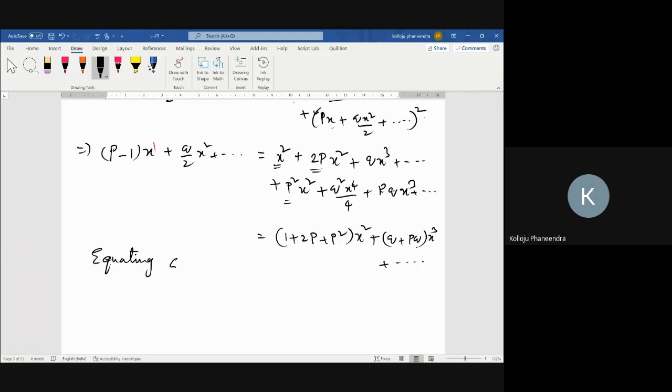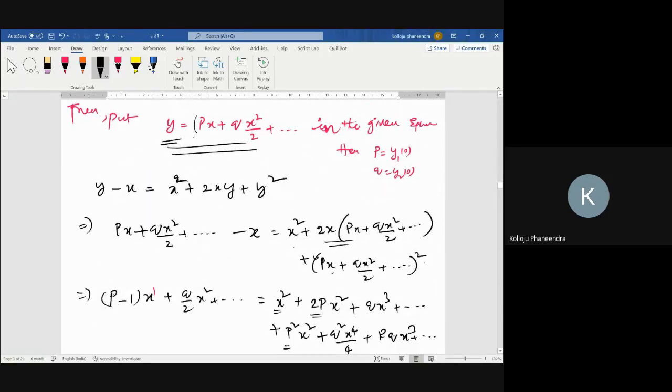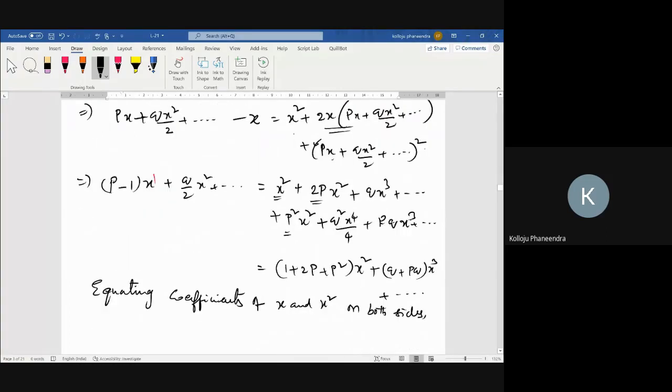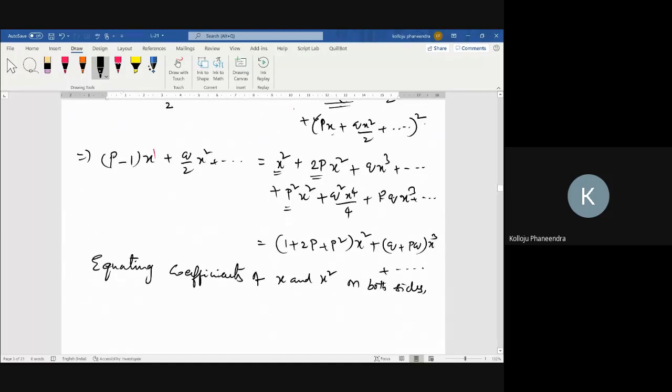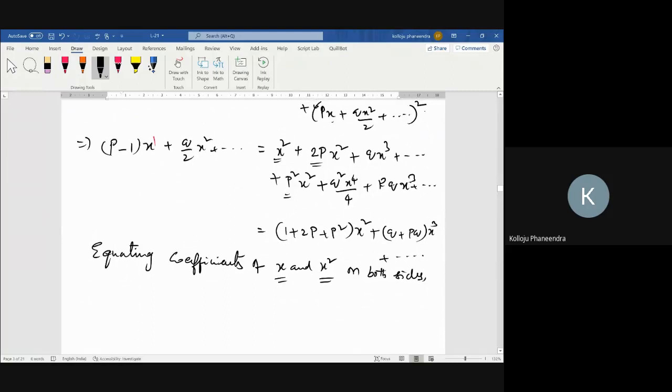Equate coefficients of x and x square on both sides, the similar powers on both sides. In this expression, p is unknown and q is unknown. Two unknowns are there, so I need two equations. That is why I consider only the coefficients of x and x square. I get two equations in terms of p and q.